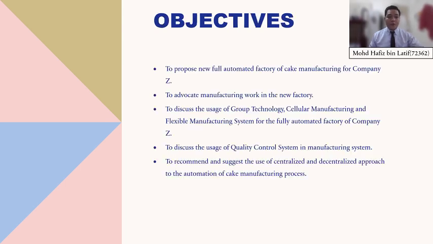mass production. From the problem statement, we have come up with 5 objectives. The first is to propose a new fully automated factory of cake manufacturing for Company Z. Next is to advocate manufacturing work in the new factory. The third one is to discuss the usage of group technology, cellular manufacturing, and flexible manufacturing system, which is FMS, for the fully automated factory of Company Z.